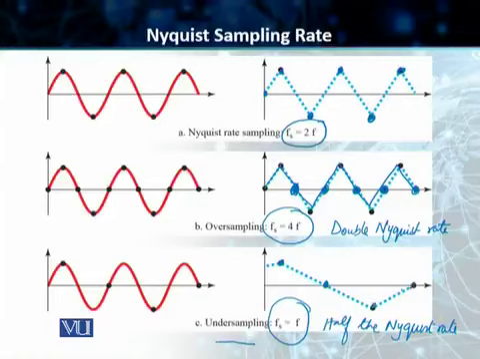Students, the best possible way when we are doing PCM is to follow a sampling rate which is equal to the Nyquist sampling rate, which is Fs should at least be equal to twice the highest frequency.